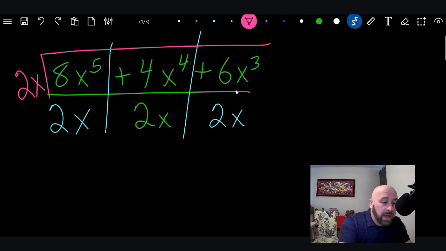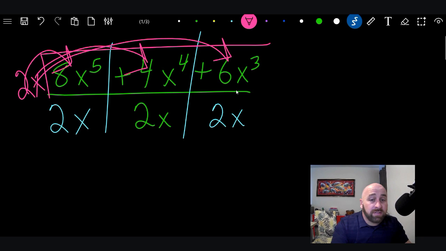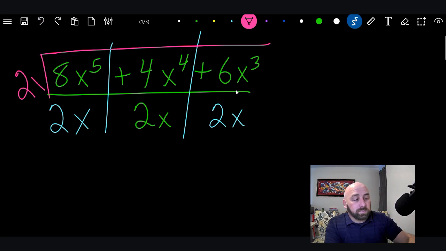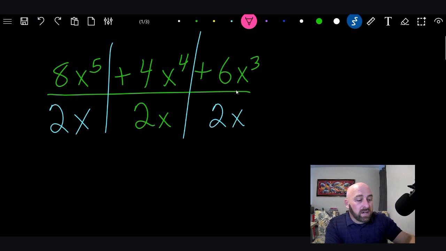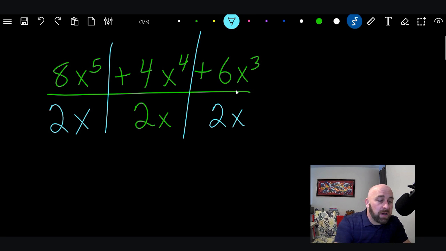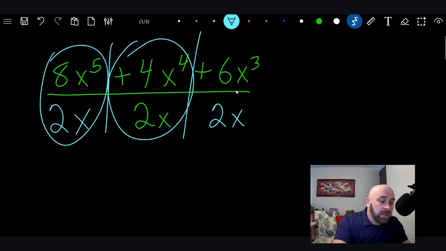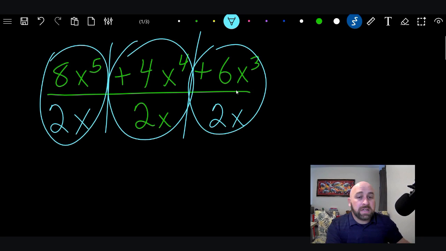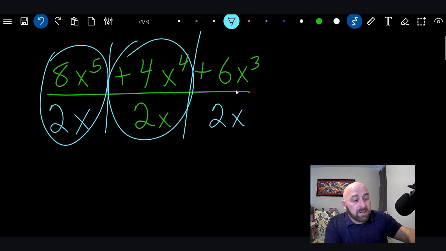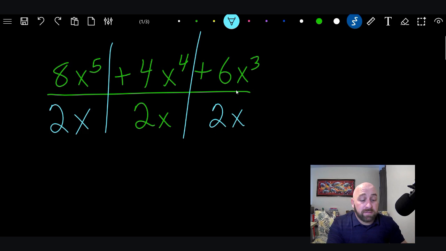Well, really what happens here is we divide into that, then we divide into that, then we divide into that. So you can look at it a couple different ways, but this is the way that I really want you to view it right now: that you are making 3, 4, 5, however many terms you have, separate fractions.